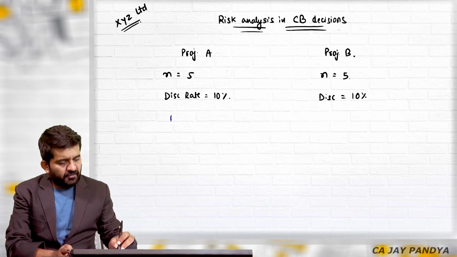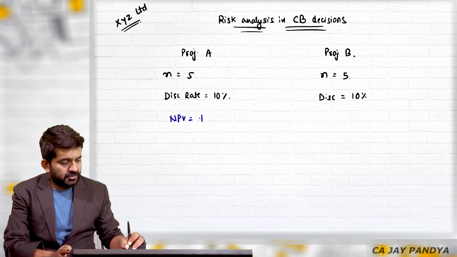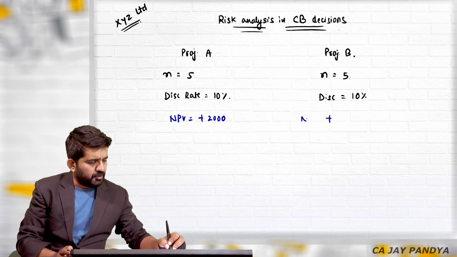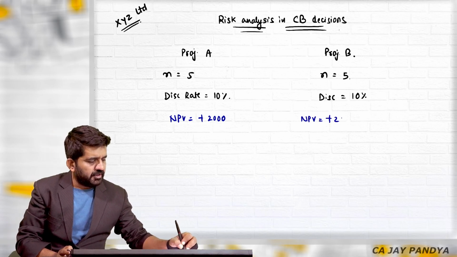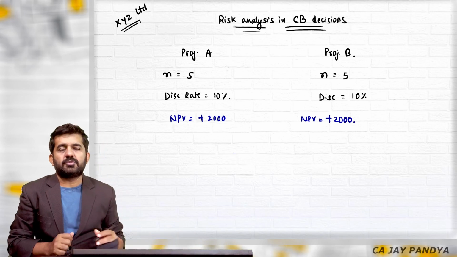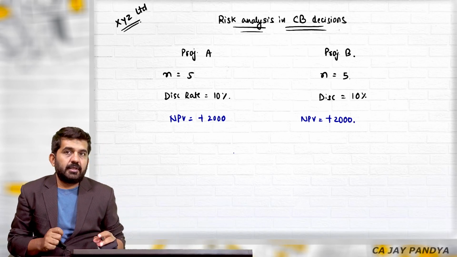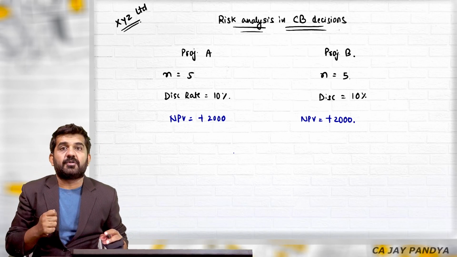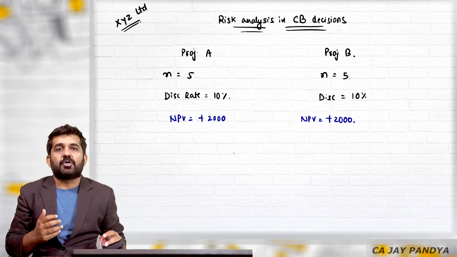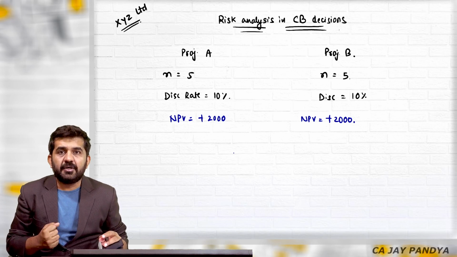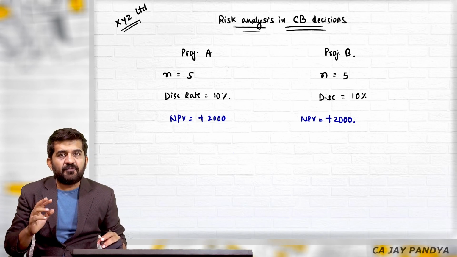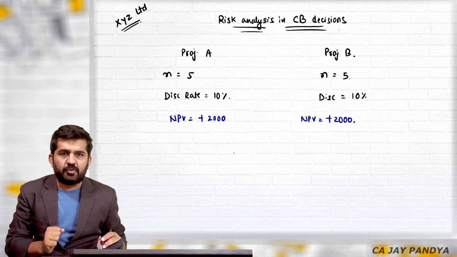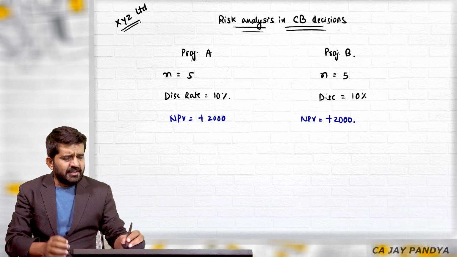Understand, the NPV of this project is plus 2000 crores. The NPV of this project is also plus 2000 crores. And the company can take only one of the projects, either Project A or Project B. The number of years are also the same, so the equalized annual NPV concept will not come over here.